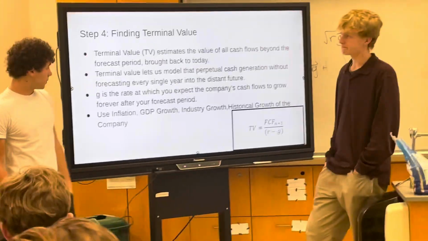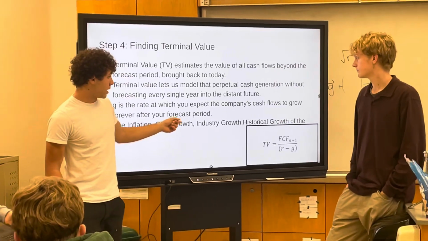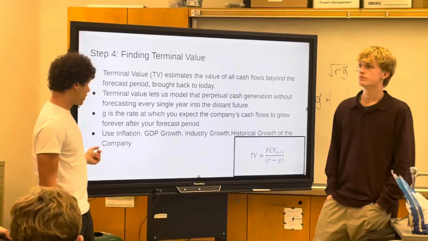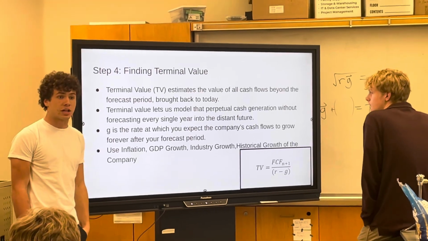Again, it's a variable. You can use inflation, the GDP growth, the specific industry growth, or the historical growth of the company. So it's a lot of factors, but it's usually a small percentage, like 2 or 3%.